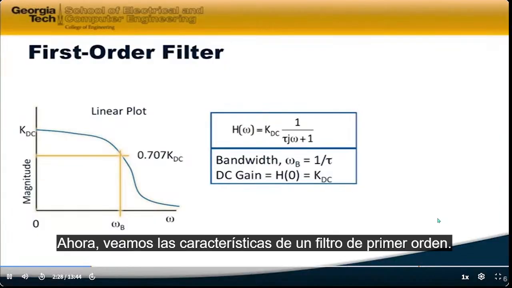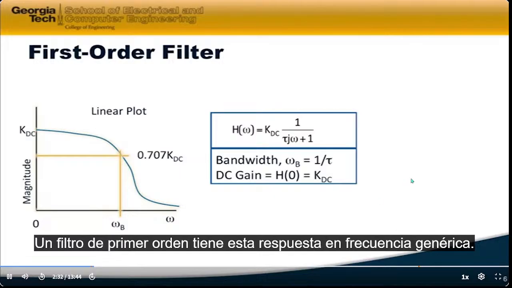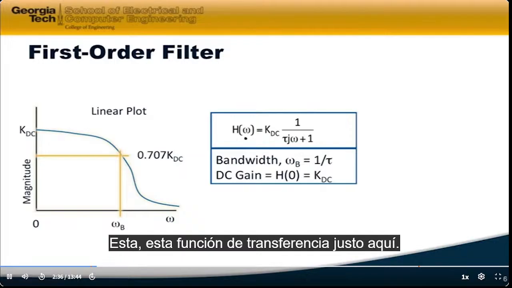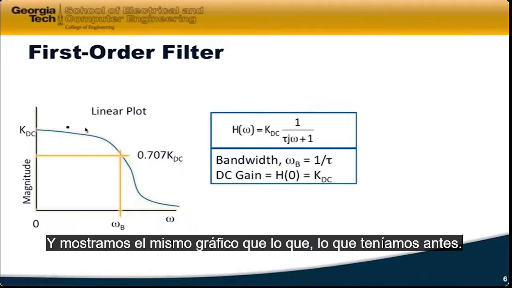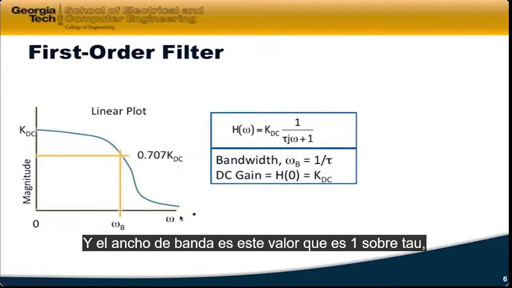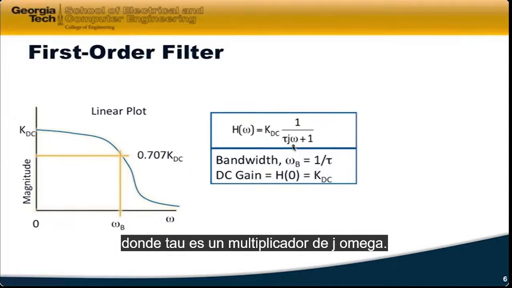Now let's look at the characteristics of a first-order filter. A first-order filter has this generic frequency response, this transfer function right here. And we showed the same plot as what we had before. And the bandwidth is this value that is 1 over tau, where tau is a multiplier of j omega.